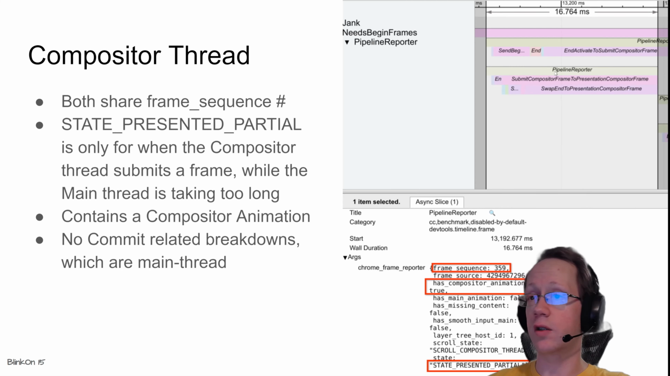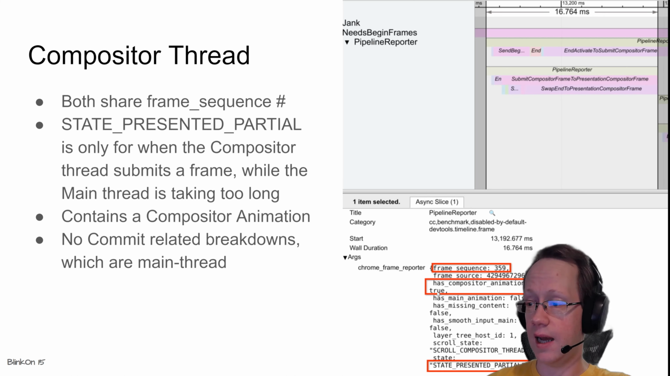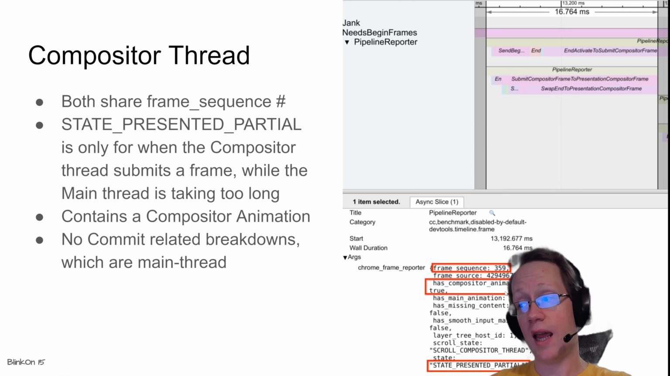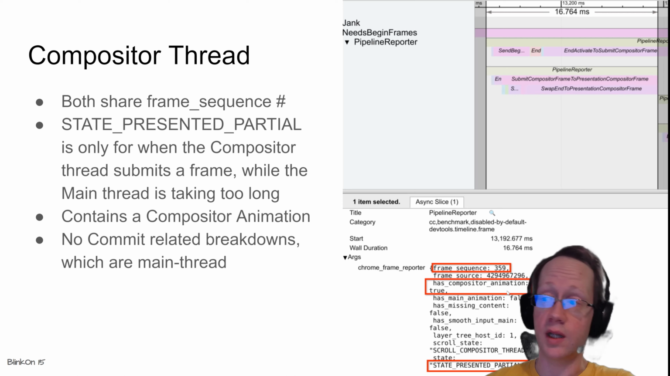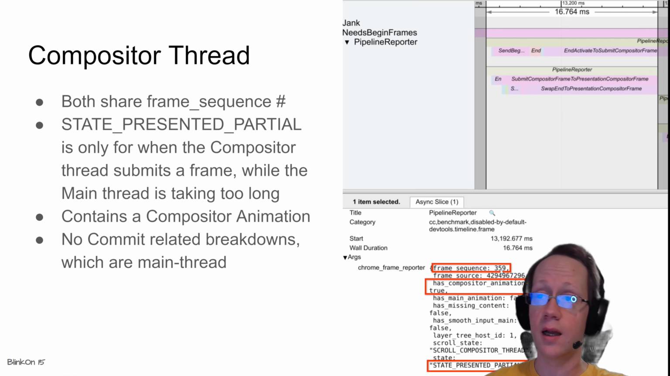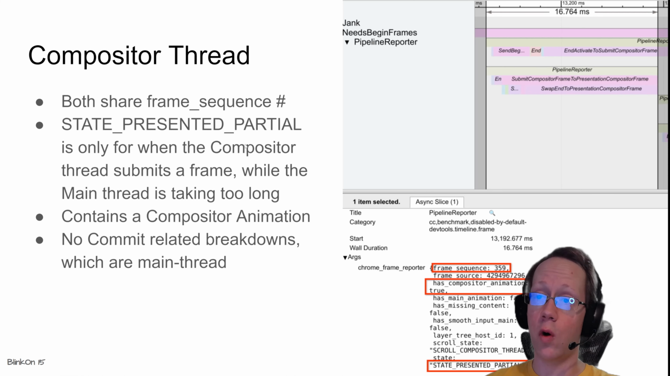So if we zoom in here, you can see that the pipeline reporter that's associated with the compositor thread has presented partial denoted at the bottom. It's also denoting that it was handling an animation, so this is something that would affect smoothness. And its frame sequence number is, in this case, 359. When you see a split pipeline reporter, the actual frame sequence number is going to be repeated in both. And as I was mentioning, the presented partial will only be on the compositor side of it.